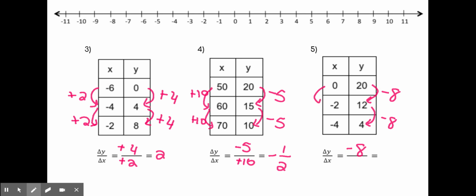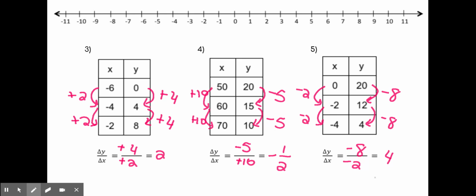How do I go from 0 to negative 2? Well, from 0 to negative 2, I'm going down. That's a negative, right? And how many spaces? 1, 2 spaces. So I'm going down 2. From negative 2 to negative 4, here's negative 2. Negative 4 is to the left, so I'm going down. How many spaces? 1, 2. So my change in x, which is always on the left, is negative 2. Now, what happens when I have a negative over a negative? A negative divided by a negative is a positive, and negative 8 over negative 2 is a positive 4.